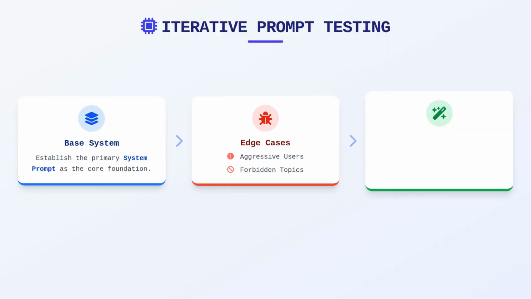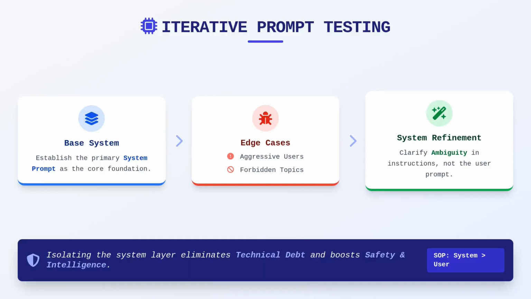If the model fails these tests, you do not adjust the user prompt. You refine the system instruction itself by clarifying the ambiguity that caused the failure. By systematically isolating the system layer from the user layer, you gain the ability to improve the intelligence and safety of your application without introducing technical debt into your core prompt pipeline.